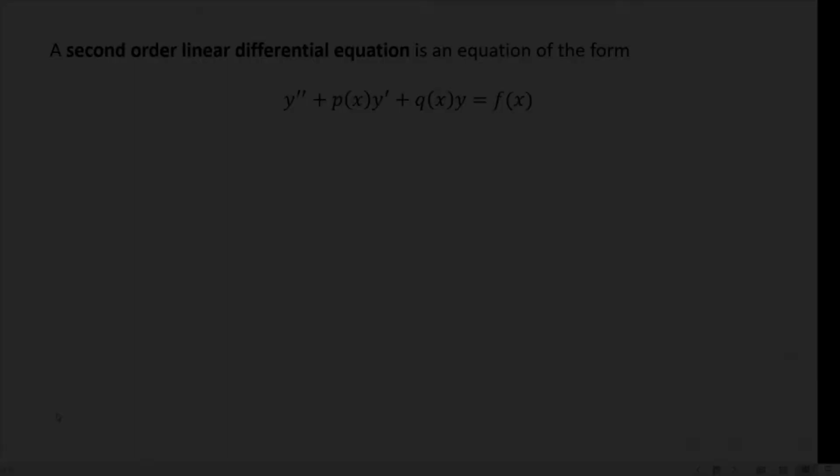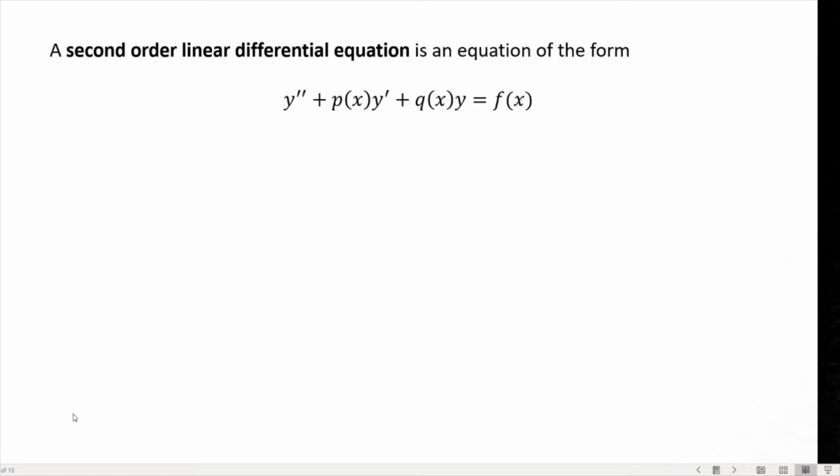Hi there, everybody. In this video, we're going to be talking about homogeneous linear differential equations of second order. So we're actually going to be looking at two derivatives instead of just one. So what is a second order linear differential equation? It's an equation of this form, right?